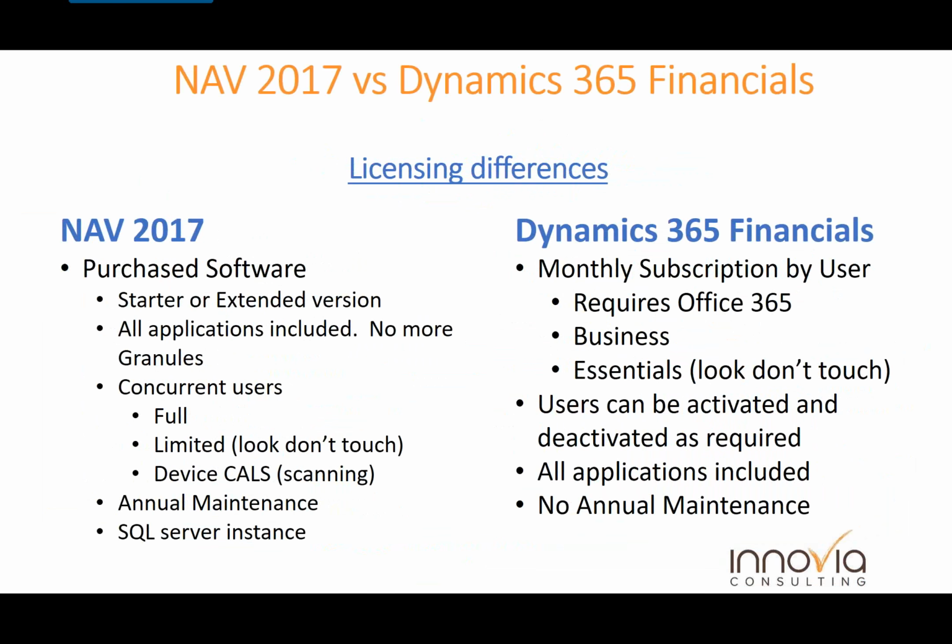Concurrent users, you have full users, which basically they can be a super user. They can do basically anything they need to do inside NAV. There's a limited user, which I call look, don't touch. Ironically, a president is usually a really good limited user. They want to see information.